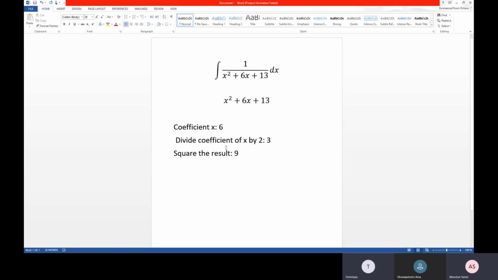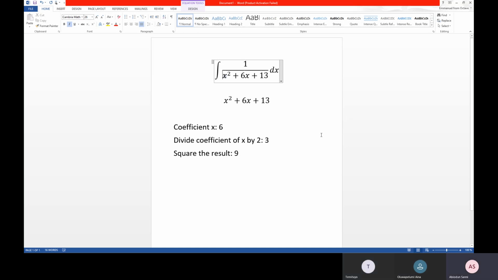Now, first of all, what did I say? I said check the coefficient of x squared. Is it 1? Okay, fine. But in the case whereby the coefficient of x squared is not 1, what you are going to do is factorize. Let's say the coefficient of x squared is 2. It means I'm going to factorize out 2 from this denominator, so that I will now have x squared plus 3x plus 13 over 2. Do you understand?